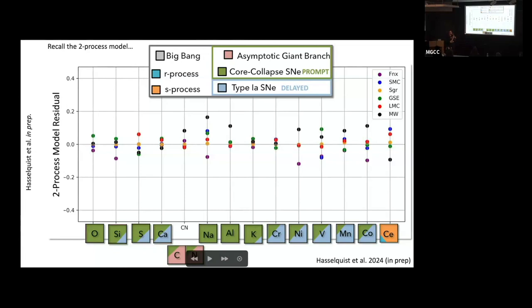So the key information here is that now when we framed it in a different way, the dwarf galaxies all seem very consistent with each other. Whatever's happening in the dwarf galaxies seems very consistent. So maybe the weirdness is in the Milky Way. So let's think about what could be weird about the Milky Way.